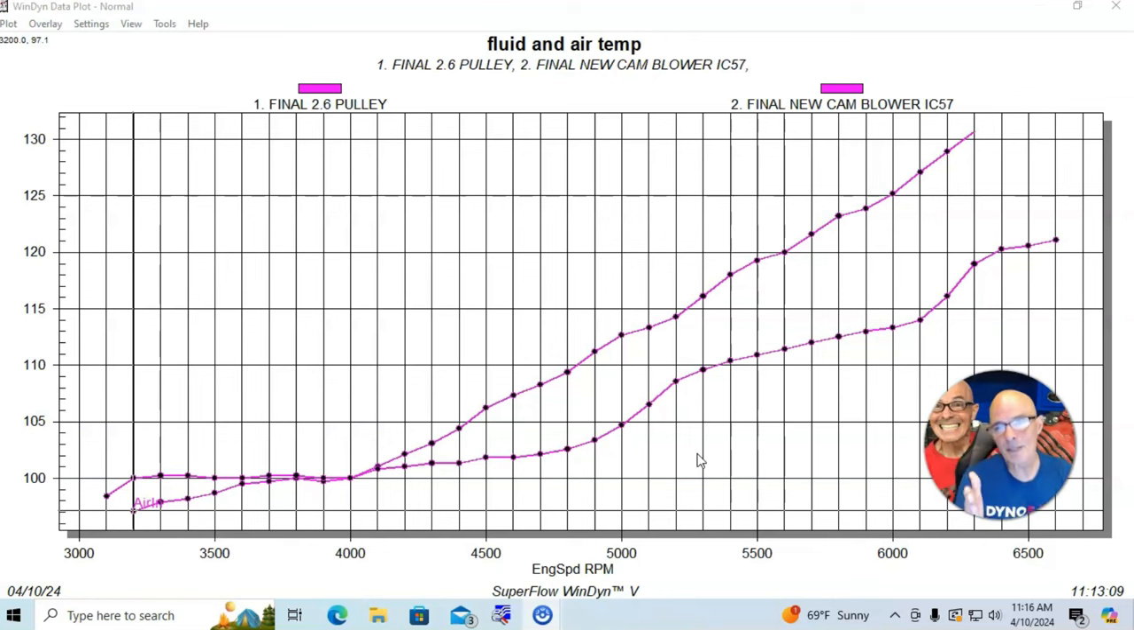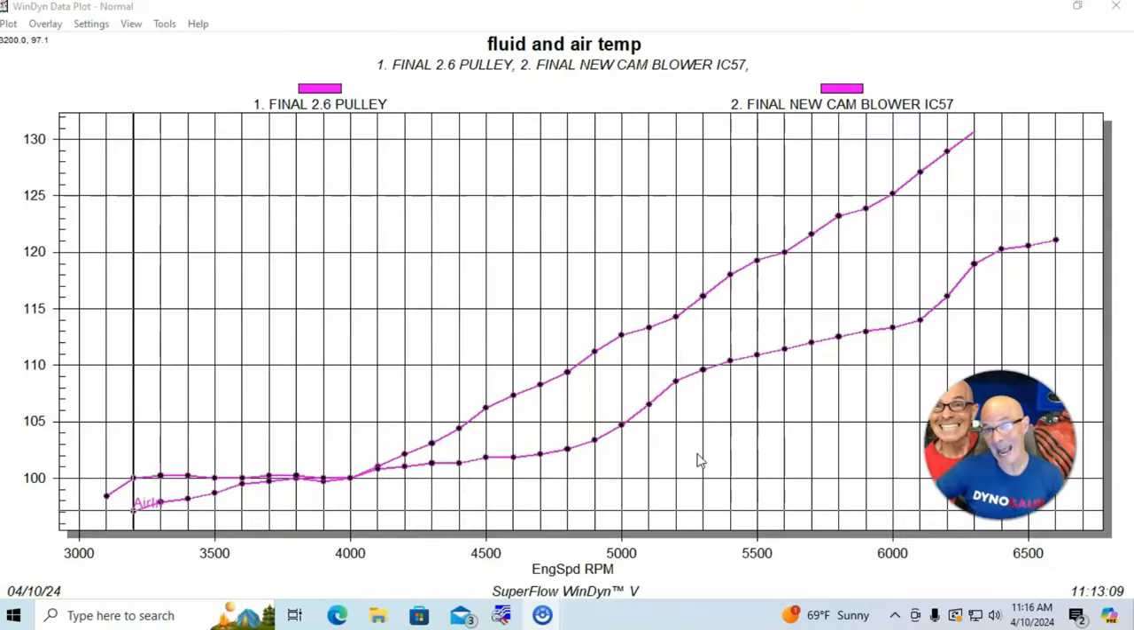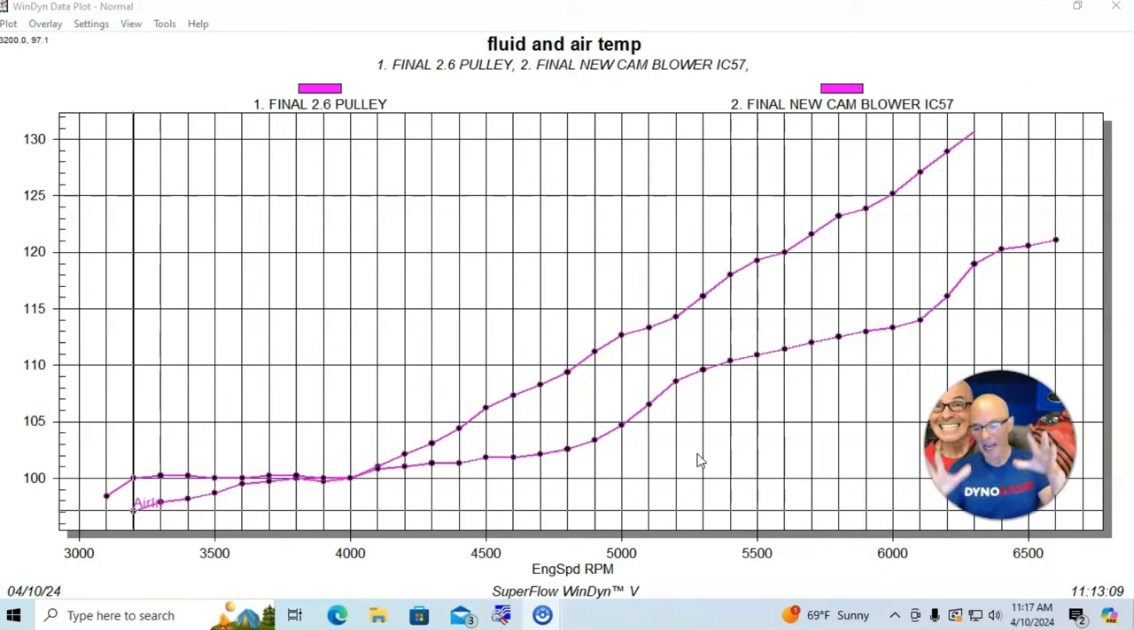But what they should really be doing, and we talked about this a little bit on the blower sizing, is improving the power output of their naturally aspirated motor to bring the boost down, because you bring the power up and you bring the boost down. But let's get cold air to the blower. If you're going to raise the boost pressure a lot and have lots of charge temperature, you should always be thinking about an intercooler. An intercooler is always a good idea. So cold air and intercooler.